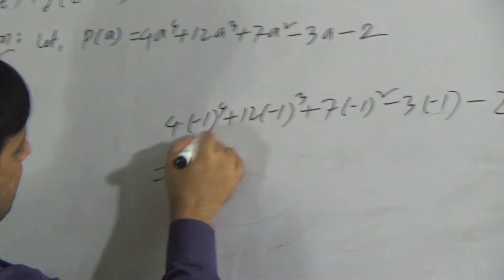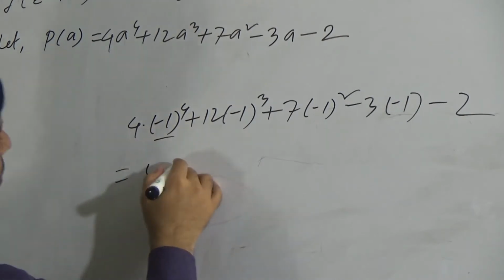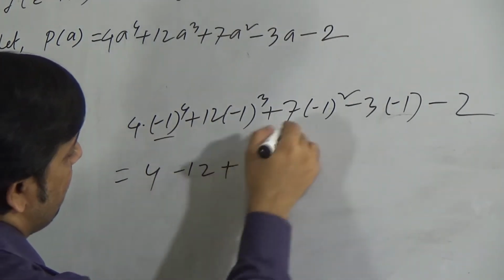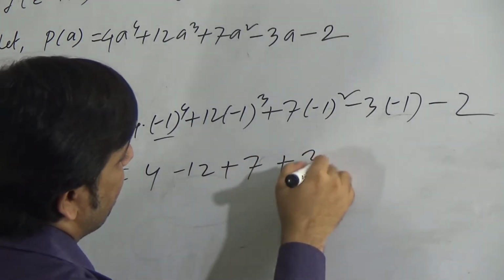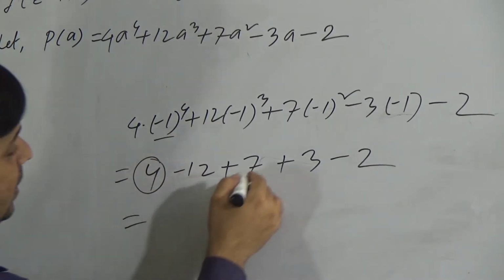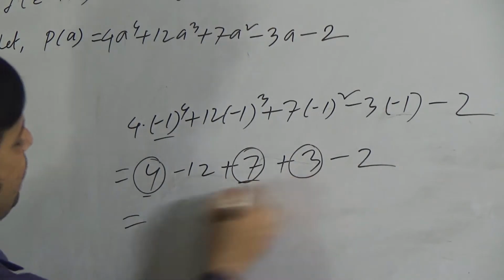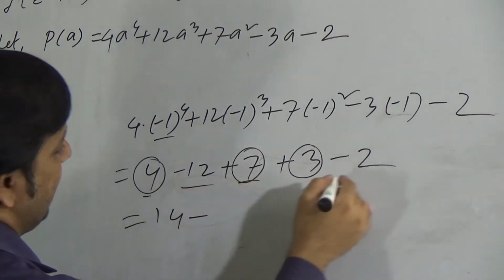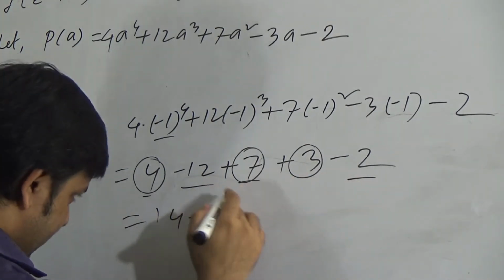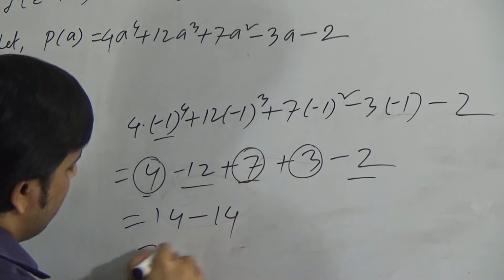Now if we calculate, this will be positive, so minus 1 to the power 4 will be 1, 4. We will get here minus 12 plus 7 plus 3 minus 2. So if we calculate, we have 4 positive, 7 positive, 3 positive. If we add these three, we will get 14. Now minus 12 and minus 2 will be minus 14. So this will be 0.